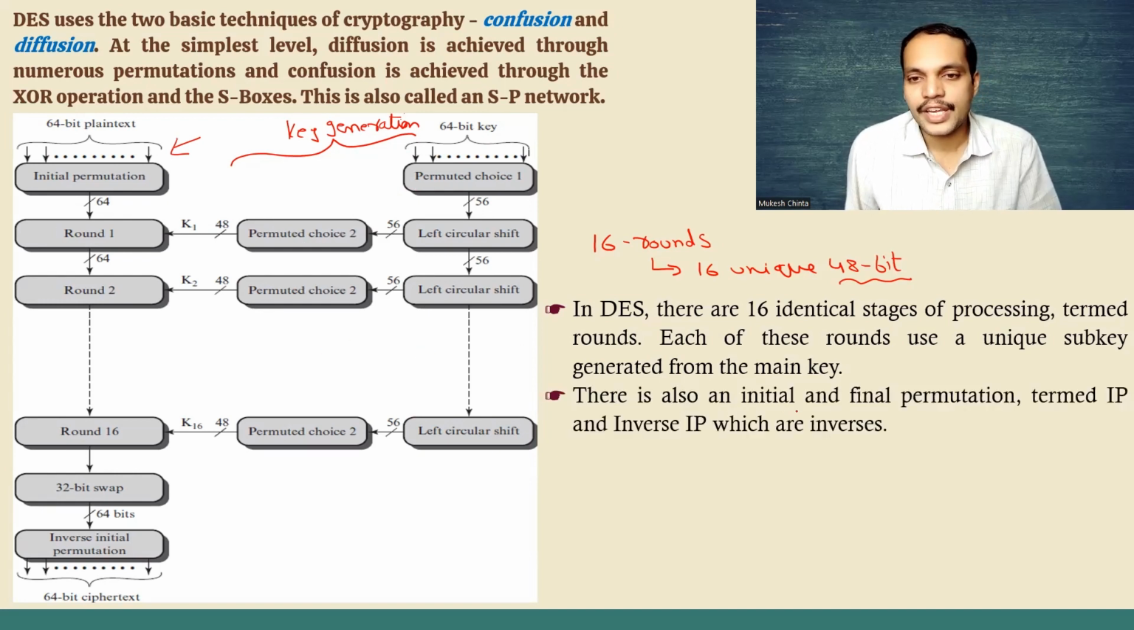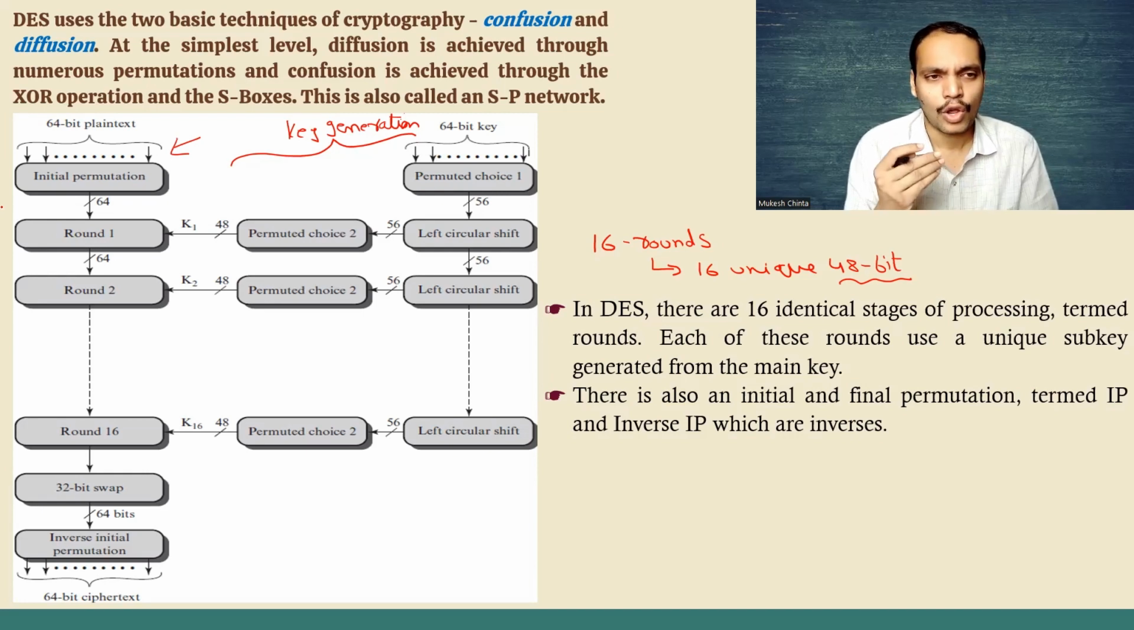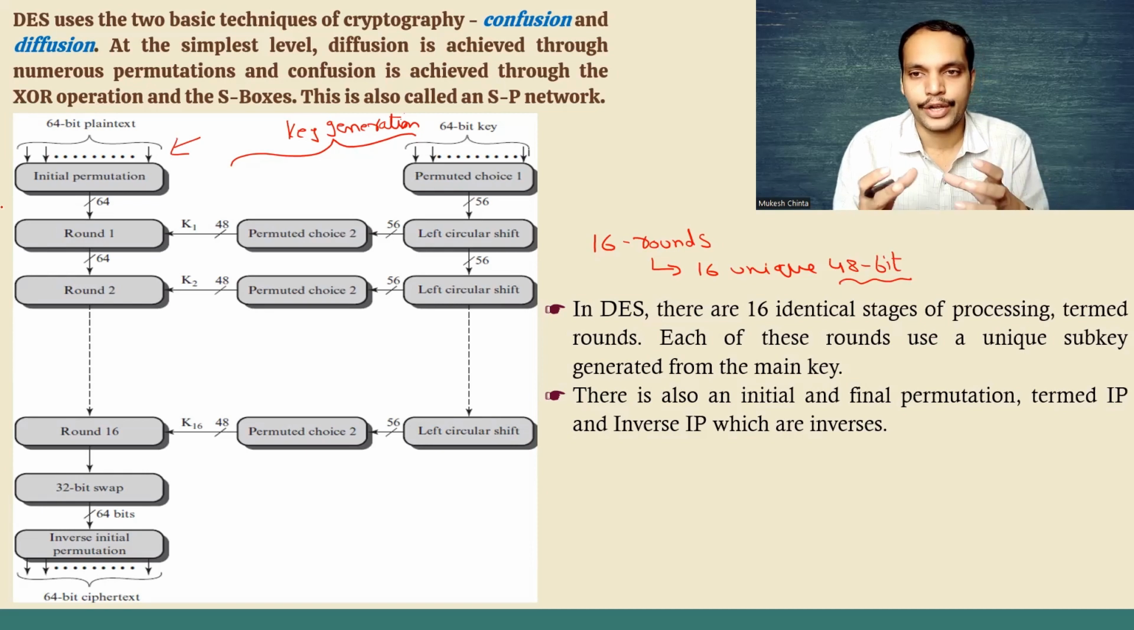There is also an initial and final permutation termed IP and inverse IP, which are inverses. You can see that once you take the plain text, this is a block cipher. As I told you, a block cipher works on the plain text in blocks of fixed sizes. It might be 64, it might be 128, it might be 192, whatever it is. The block size is fixed. So DES also starts working on 64-bit blocks.